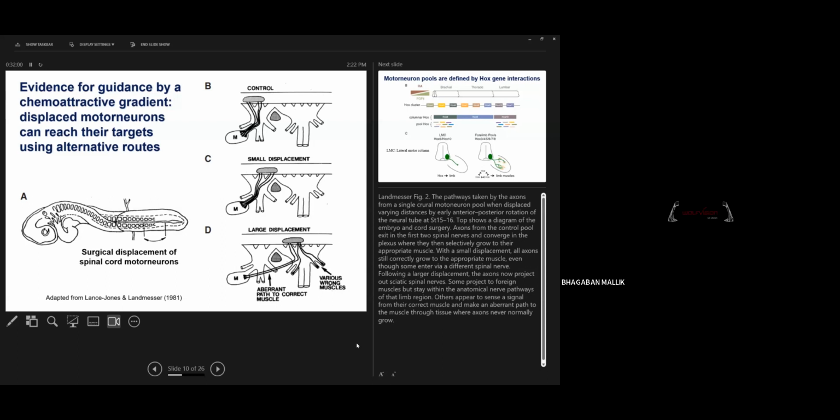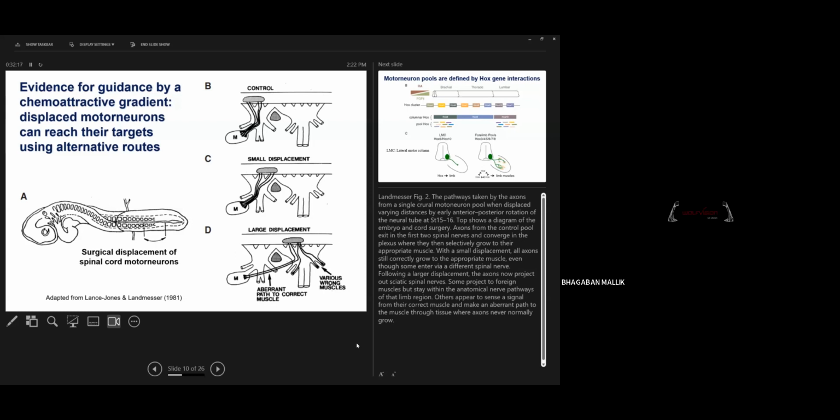Suppose they surgically remove this part and put it here. What happens to the axon guidance? Will the axon project into the region where it is supposed to project, or will it deviate from its original orientation or original projection?